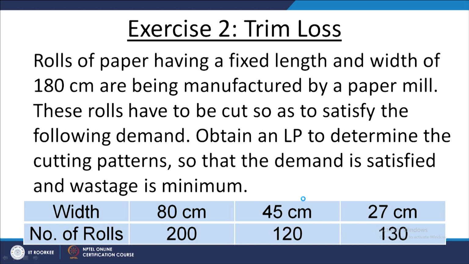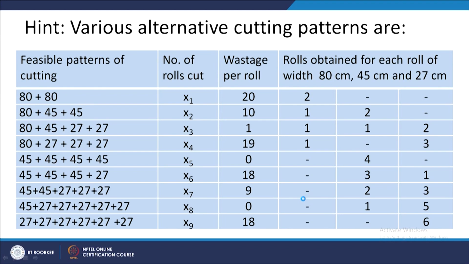Now, the data that is given is the width in terms of 80 centimeters, 45 centimeters and 27 centimeters, and the number of rolls is 200, 120 and 130. For modeling this problem, here is a hint. You have to look at the various alternative cutting patterns. Each of the cutting patterns is shown here in this table. For example, I will explain the first one.